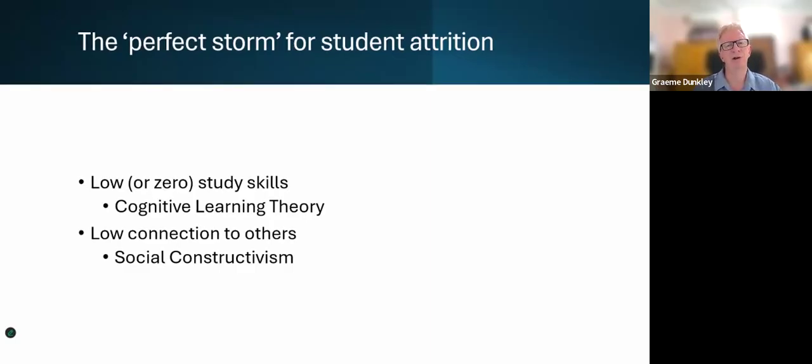And there's a very low connection to others. And there's a theory of learning called social constructivism, which says that we learn best with other people, or some things we learn only with other people. Because this is the most flexible course, it's the most disconnected and there's the least social support for their learning. So I've got this perfect storm of student attrition. It's a good course, it's very economical, but it's also rather disconnected.